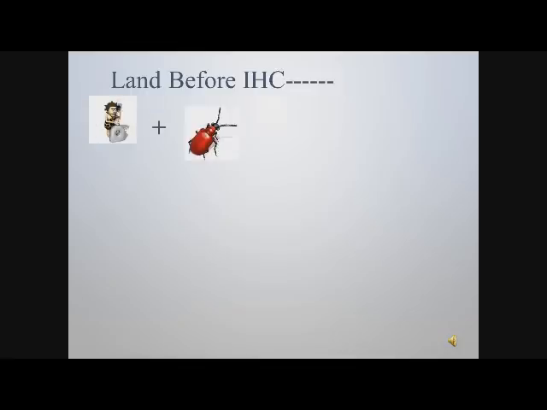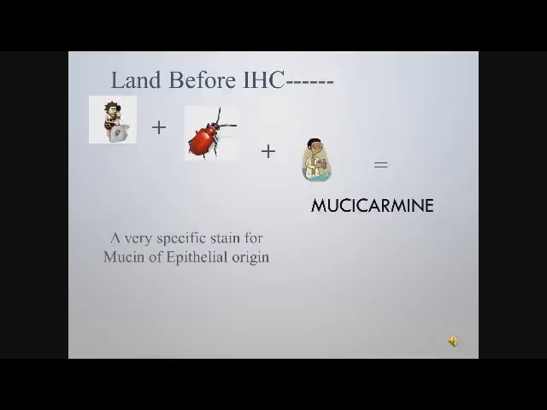So if we think back in our minds, and I know some of you out there are really young, just out of school, just starting your careers, but if we think about in the land before IHC, what did we do? And what happened again, like I said, some really smart people, like this caveman, got together with some weird-looking beetles called cochineal beetles, and they kind of smashed it up and got some powder, and then the scientists came in and did some mixing, and they discovered or created mucicarmine. Mucicarmine is a very specific stain for mucin of epithelial origin, like this lung adenocarcinoma that you see.